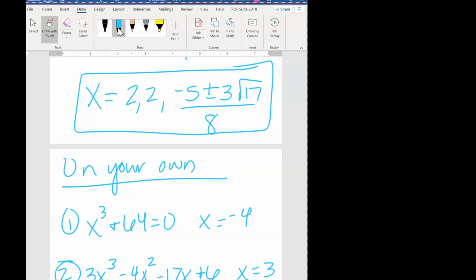And then the last one is going to be a quartic. It's going to be x to the 4th minus 3x cubed plus 6x squared minus 48x minus 160. And you're going to have 2 solutions here. X equals 5 and negative 2. All right. So do those on your own. If you have any questions, email me or message me on Canvas.